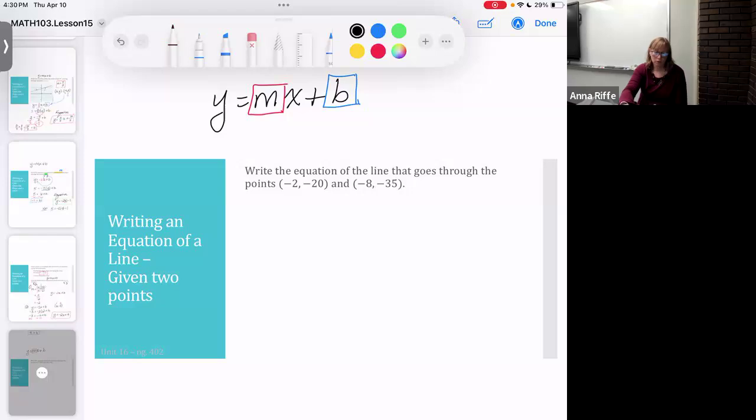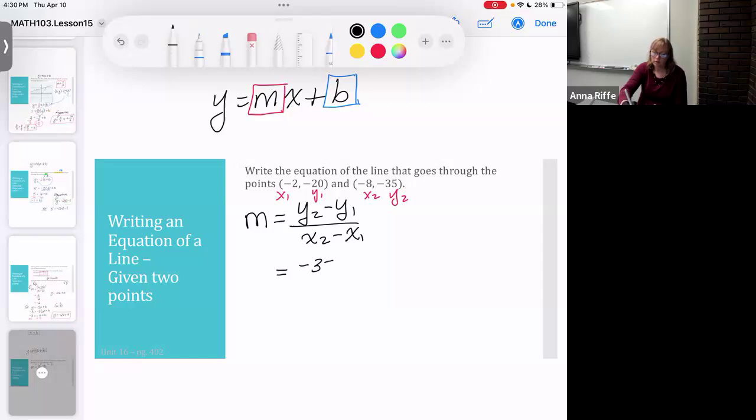I'm given 2 points, and given 2 points, I know how to find m. m is equal to y2 minus y1 over x2 minus x1. I can call either point x1, y1. Let's just let it be that first point listed, and so this is x2, y2. Plug those into the equation.